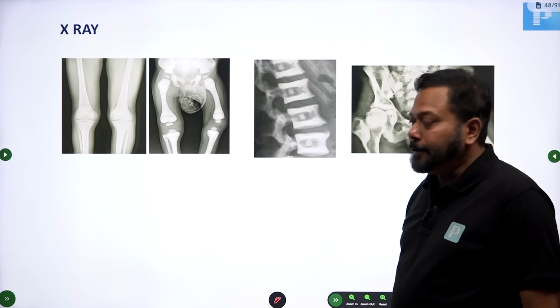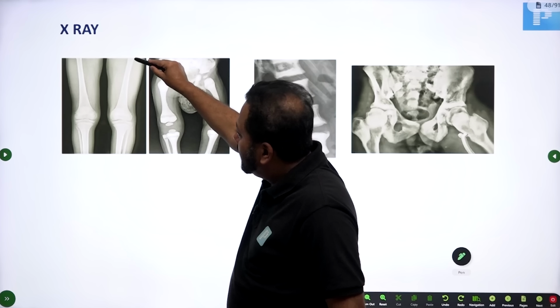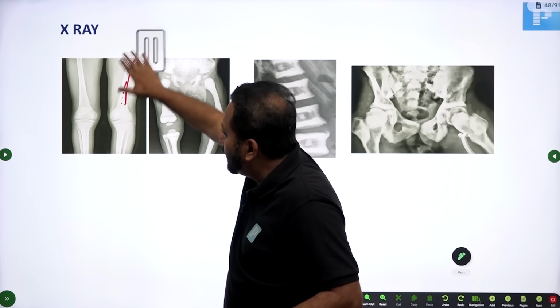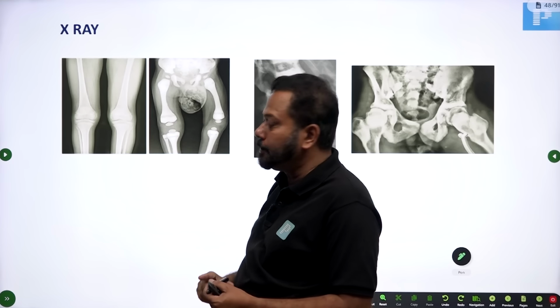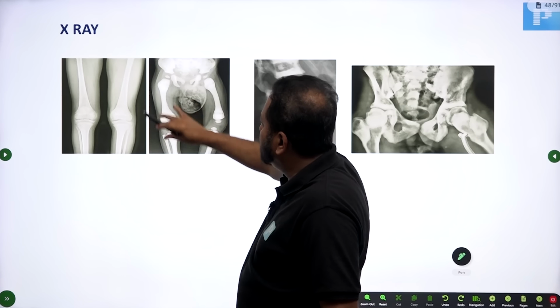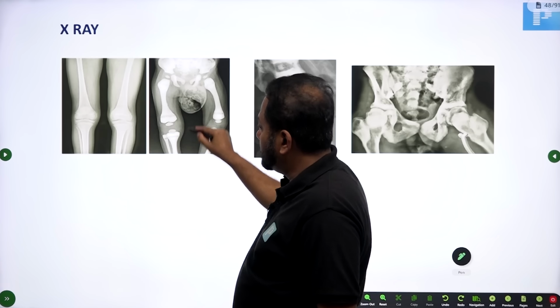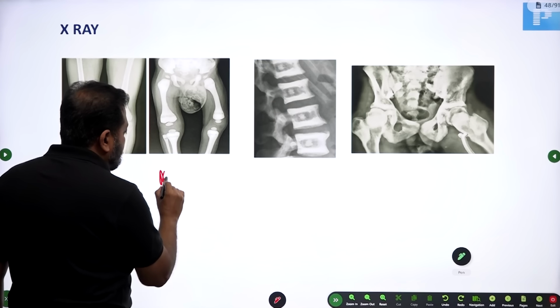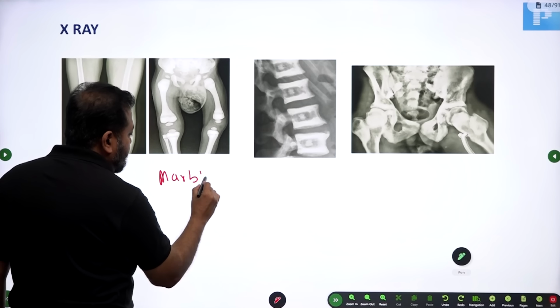And on X-ray, this is a normal femur X-ray. You are able to see this is the cortex, and inside it is the medulla. Normal corticomedullary differentiation is there. When you see everything looking like a marble, this is osteopetrosis. This is the classical marble bone appearance.